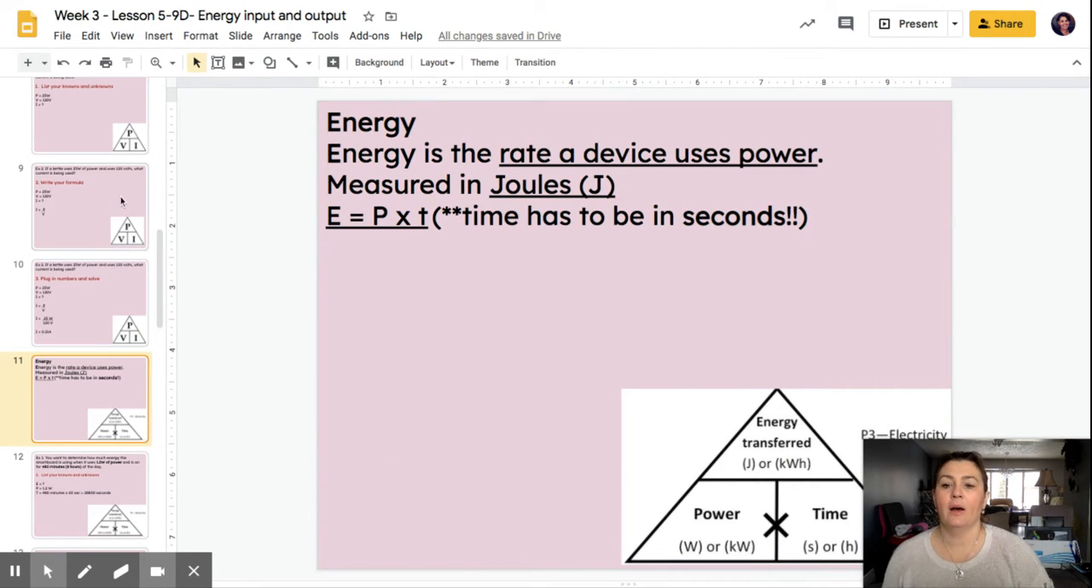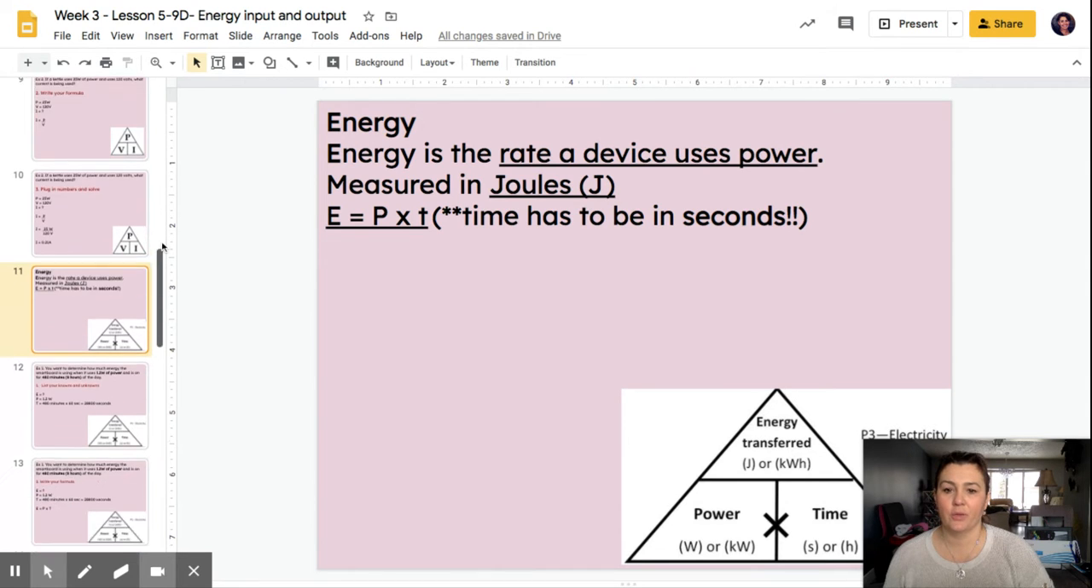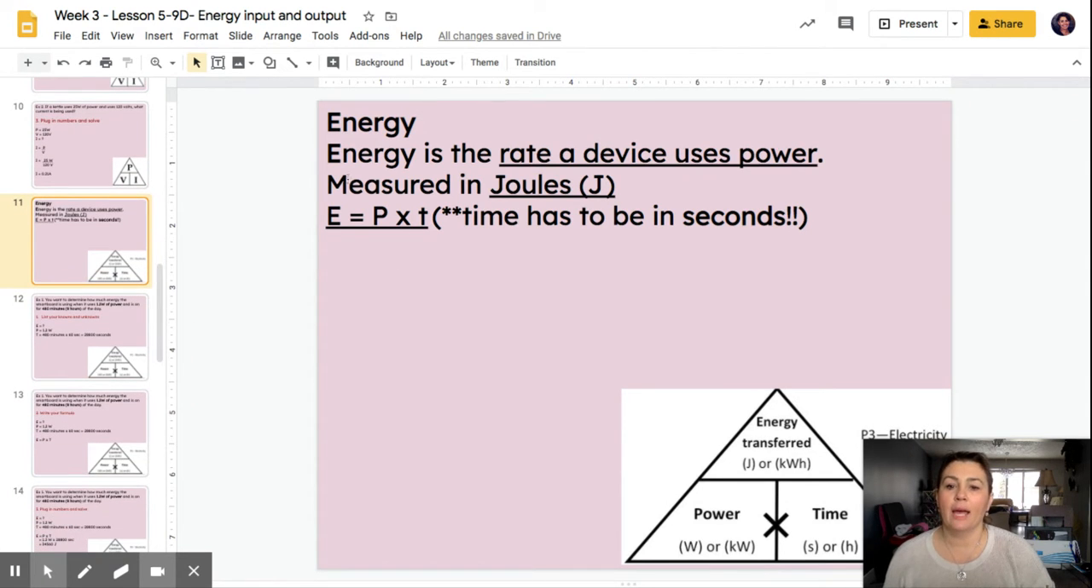Now, another formula that you're going to have to do is energy. Energy is the rate at which a device uses power. It's measured in the unit called joules, J. So E equals P times T. Now, here's the thing about T. T is time. But in order for energy to be in joules, then time has to be in seconds. So it's going to be how quickly this device can use the power in seconds. So we're going to do this one first.